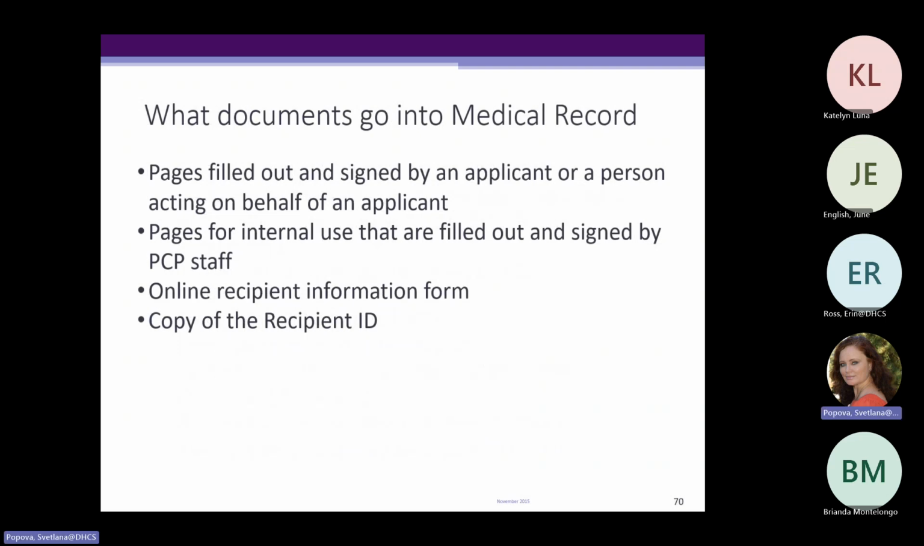So what other documents go into the medical records? All the pages that are filled out and signed by an applicant or a person acting on their behalf, so we have paper or electronic proof that the patient applied for our program. Pages for internal use that are filled out and signed by PCP staff should also go into the medical records, along with the online recipient information form and a copy of the recipient ID.